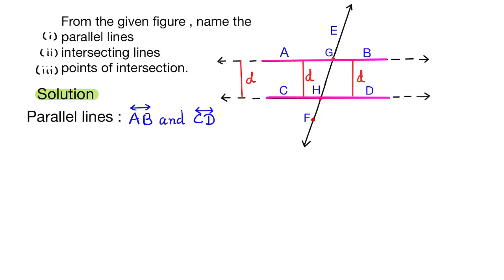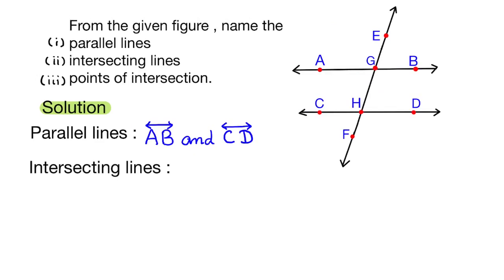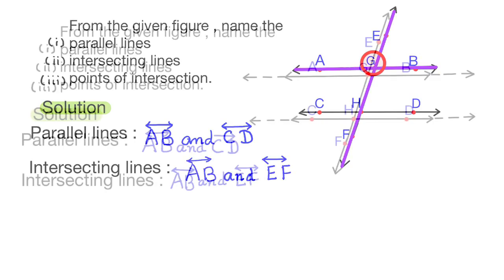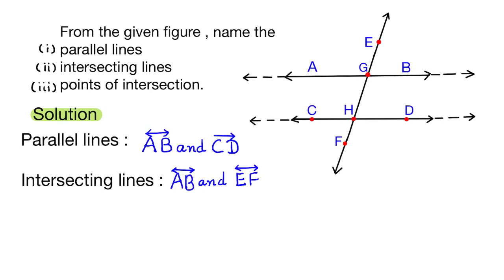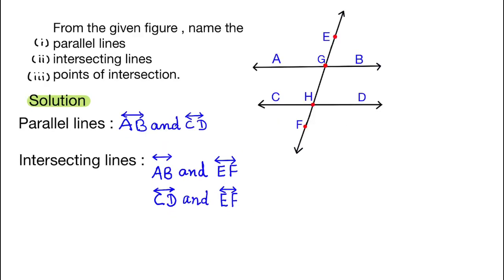Next, we will find the intersecting lines in the given figure. Lines which pass through a common point are called intersecting lines. Here, the line AB and the line EF pass through a common point G. Hence, the line AB and the line EF are intersecting lines. Similarly, the line CD and the line EF pass through a common point H, so the line CD and the line EF are intersecting lines.